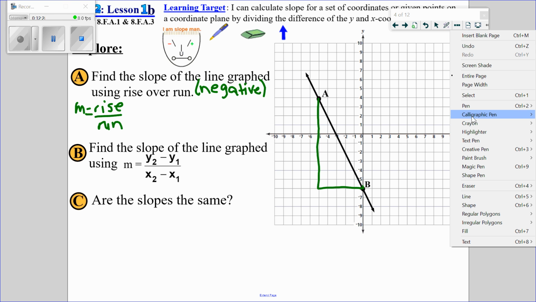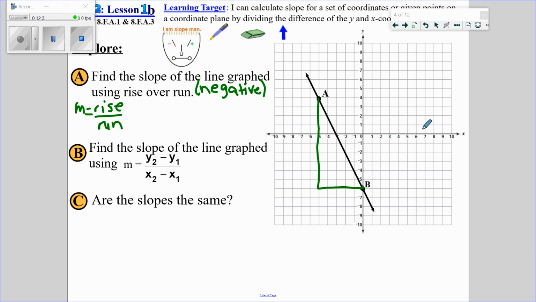I'm going to change the color of my ink so we can see it better. Okay, so I'm going to count my rise. 1, 2, 3, 4, 5, 6, 7, 8, 9, 10. I went down 10. Now my run. 1, 2, 3, 4, 5. I went 5 to the right.